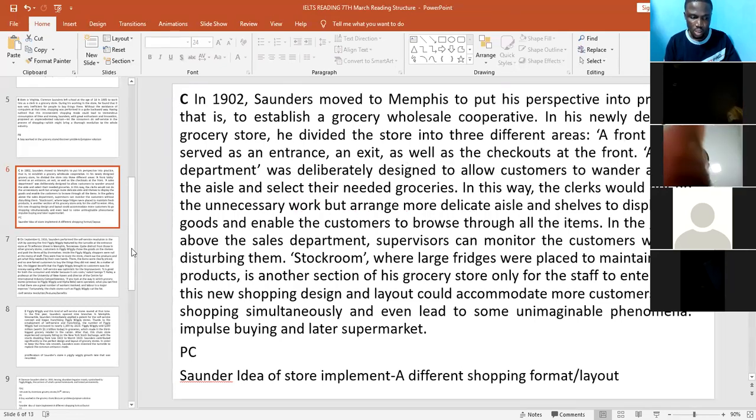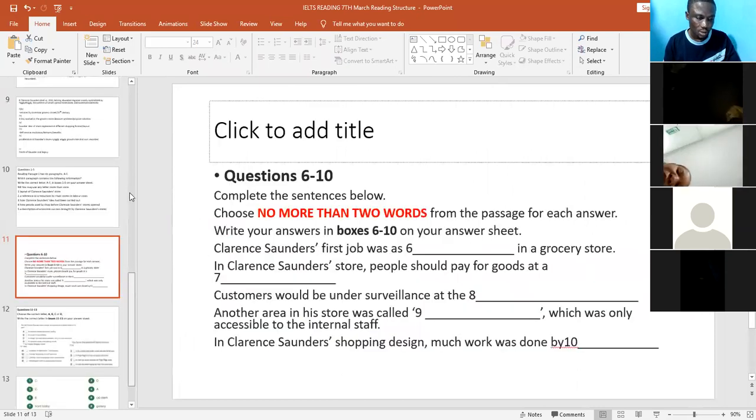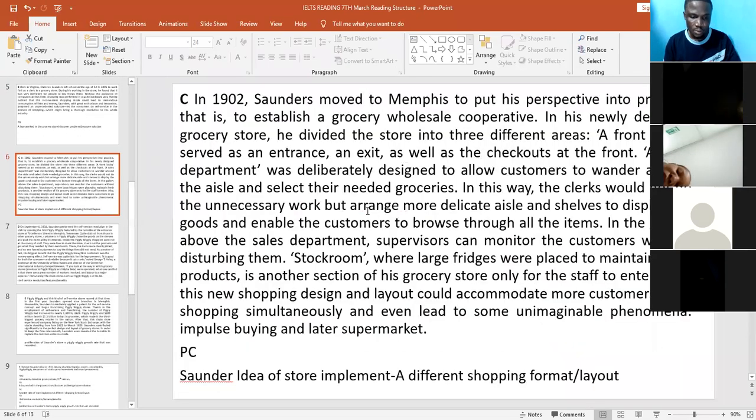I've forgotten the question. Don't mind me, I don't remember too many things because I don't cram. Under surveillance, PC. Okay, let's go to PC. Supervisor can monitor. In the gallery above, the supervisor can monitor the customer without disturbing them. Monitor means surveillance.